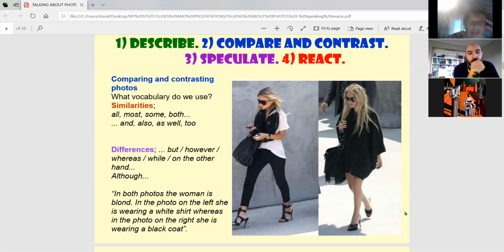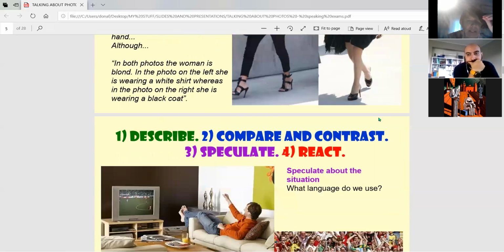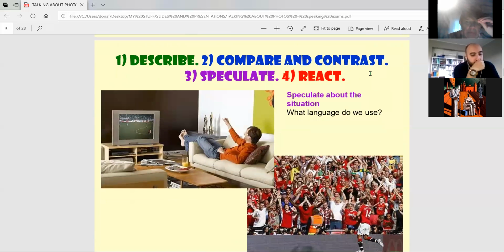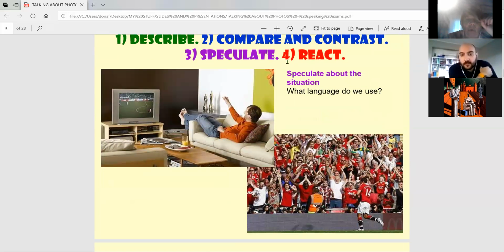Okay. In both photos, the woman is blonde. In the photo on the left, she's wearing a white shirt, whereas in the other photo on the right, she's wearing a black coat. Yeah, that is more or less what she did. Now, let's go on step by step. So we have made the description, compare and contrast. Now try to do your speculation on these two photos.